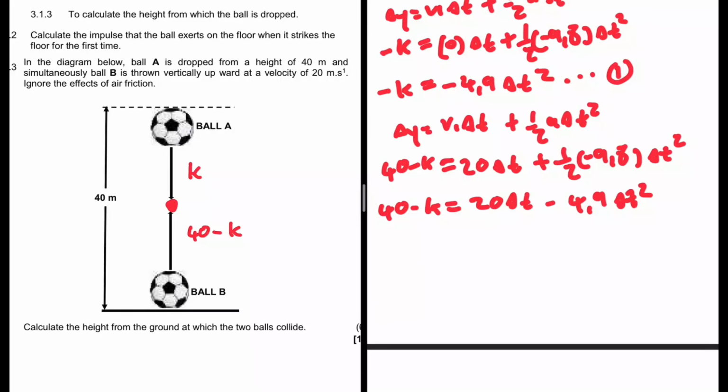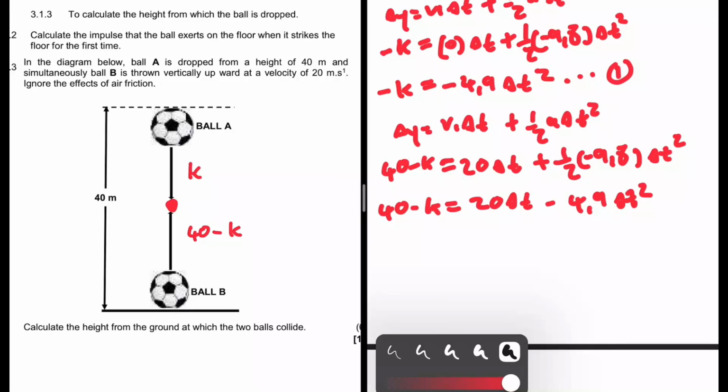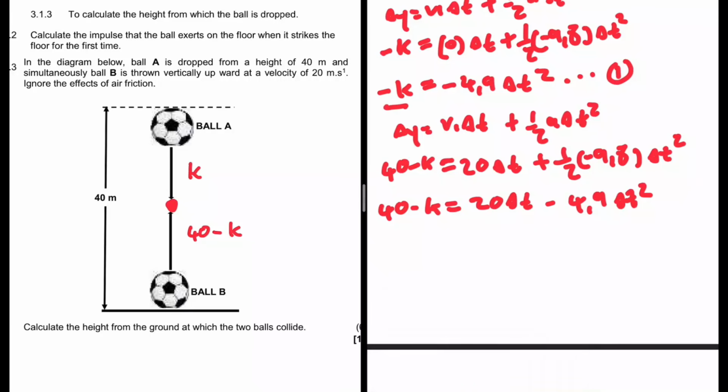We are done with the physics. We're just playing around with the math. So we calculated minus k to be equal to minus 4.9 delta t squared. So in place of minus 4.9 delta t squared, let's just sub k, right? Why can't we do that? We should be able to do that.